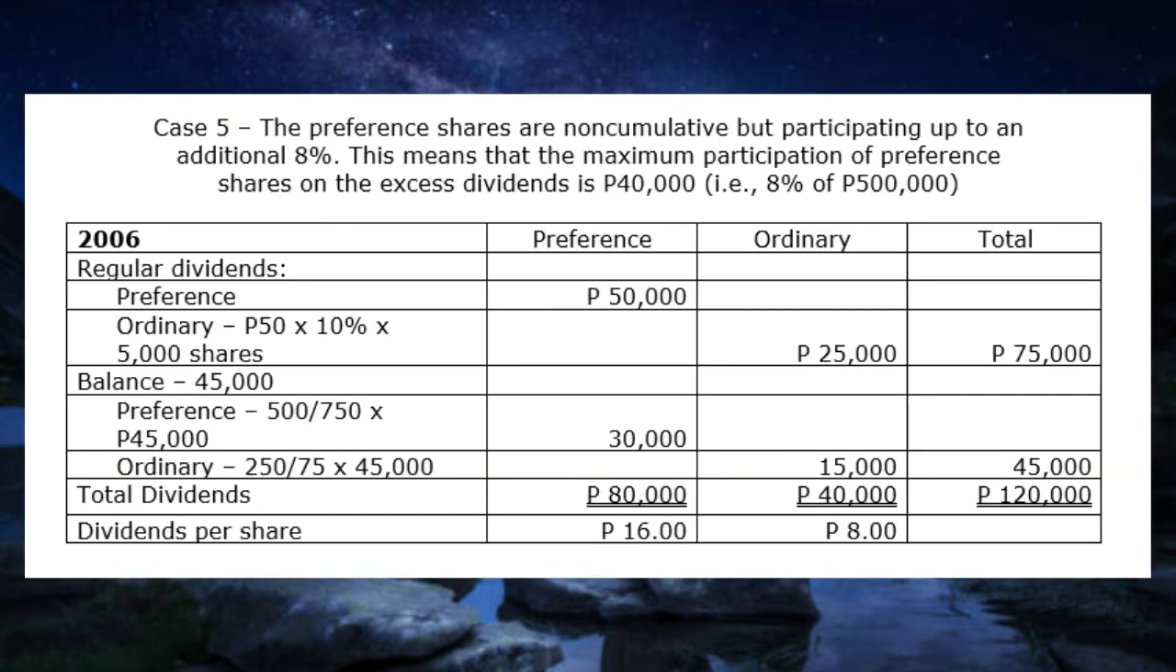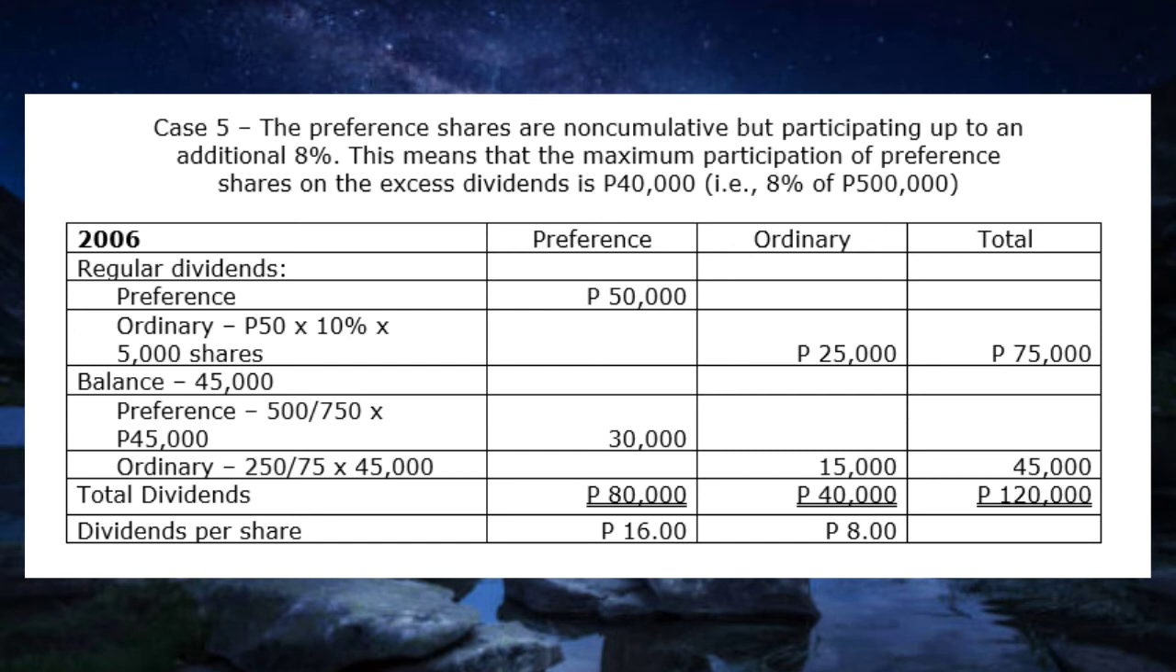Case number 5. The preference shares are non-cumulative but participating up to an additional 8%. This means that the maximum participation of preference shares on the excess dividends is 40,000 pesos, or 8% of 500,000 pesos. 2006 regular dividends, preference: 50,000 pesos. Ordinary: 50 pesos times 10% times 5,000 shares is equal to 25,000 pesos. Total of 75,000 pesos. Balance: 45,000 pesos.